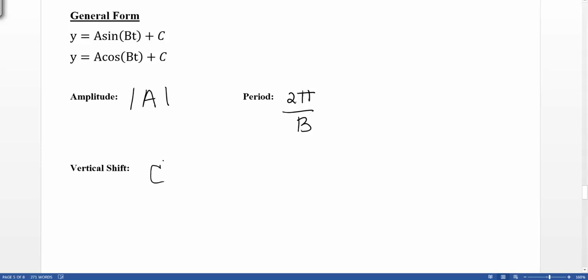So remember, if you add or subtract something from the end of a function, if you add it, it moves the function up vertically, and if you subtract it, it moves the function down vertically. So even though we have all these letters as part of our general form, there are things we've been working with already in this course. So let's take a look at some examples.